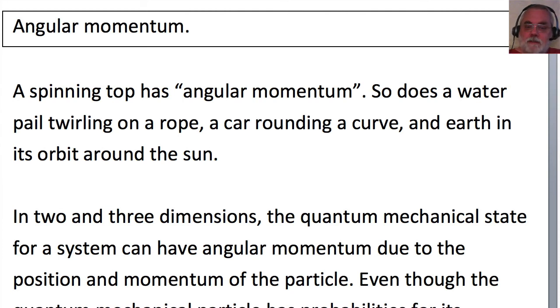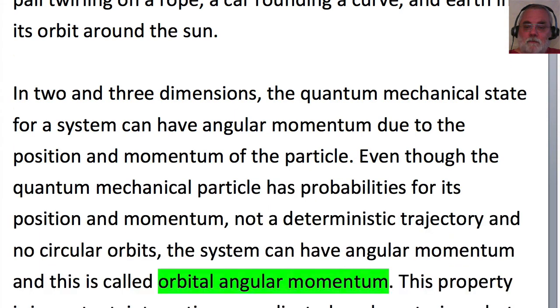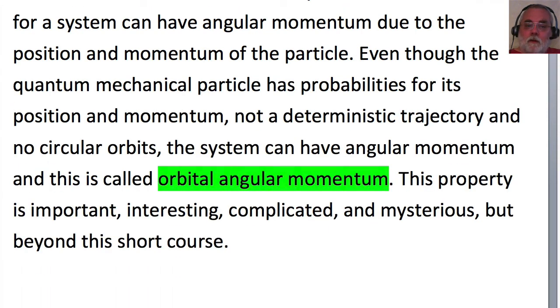In 2 and 3 dimensions, the quantum mechanical state for a system can have angular momentum due to the position and momentum of the particle. Even though the quantum mechanical particle has probabilities for its position and momentum, not a deterministic trajectory, and no circular orbits, the system can have angular momentum, and this is called orbital angular momentum. This property is important, interesting, complicated, and mysterious, but beyond this short course.